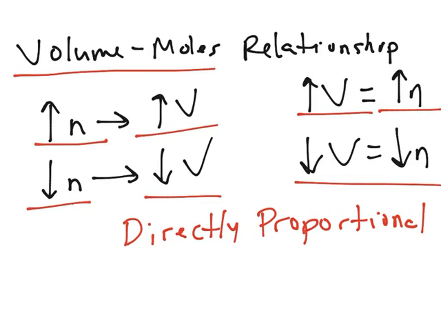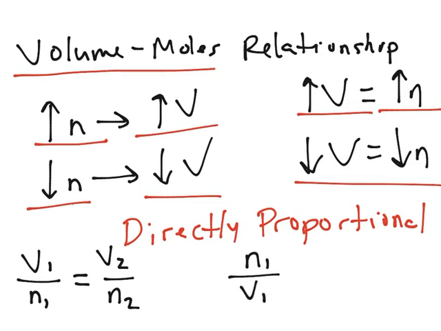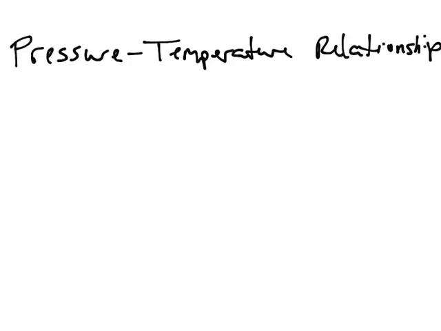So it makes sense for our equations to reflect the previous equations where they were directly proportional, in that we can say the initial volume divided by the initial number of moles has to equal the new volume divided by the new number of moles, or the initial number of moles divided by the initial volume has to equal the new number of moles divided by the new volume.